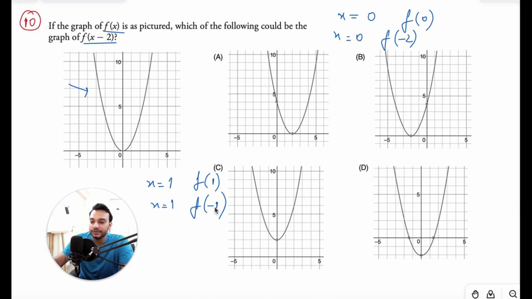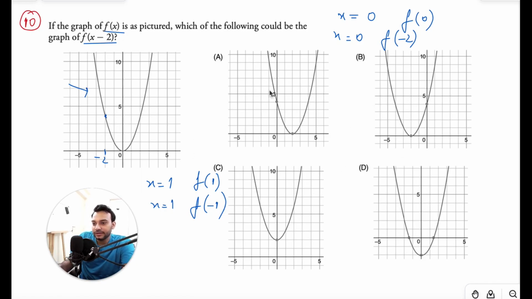Whatever was happening at x is equal to negative 2 is now happening at x is equal to 0. So at x is equal to negative 2, let's say this value was there. Now this value would be coming in at x is equal to 0.